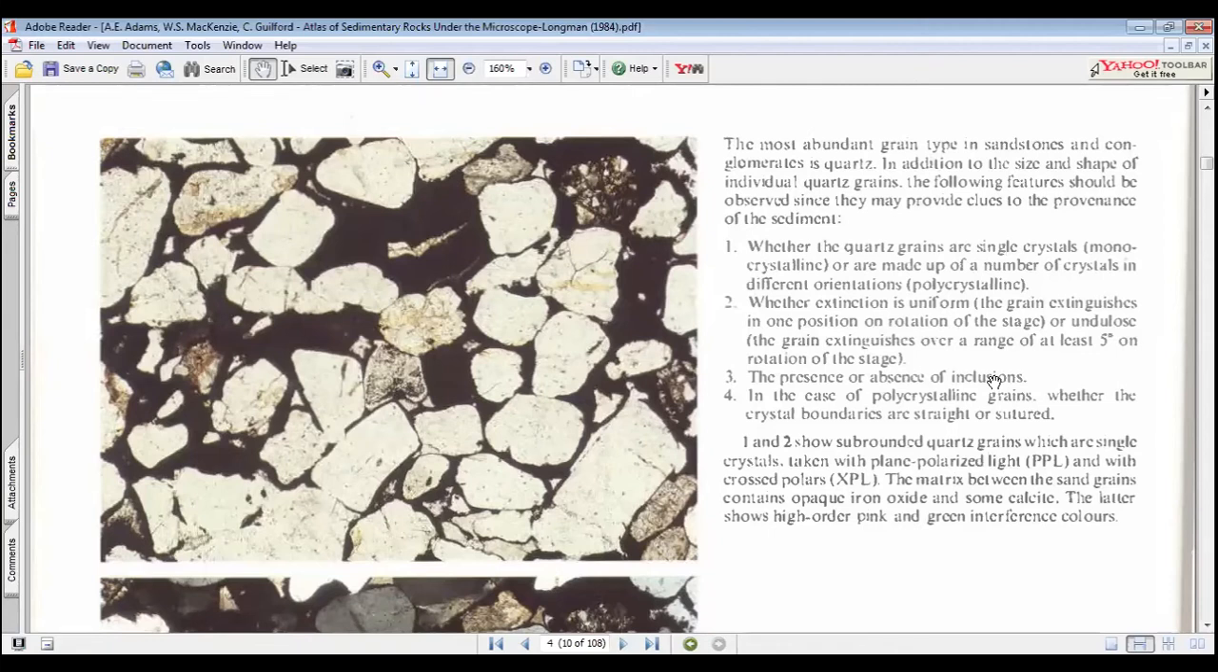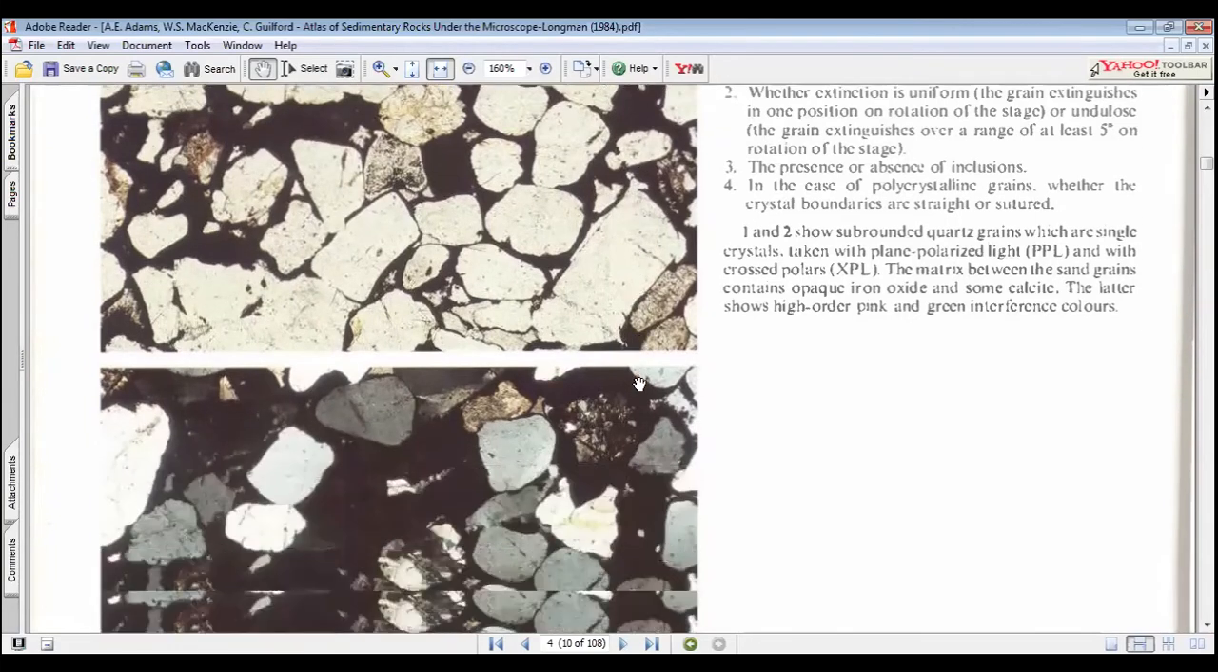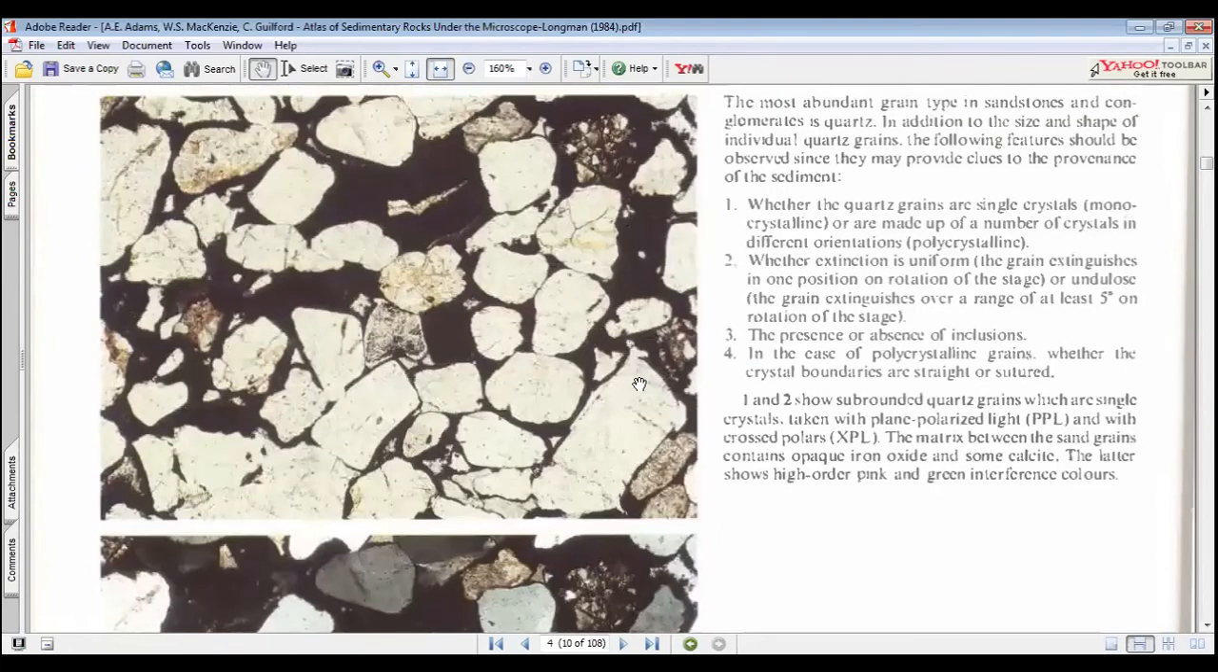Another example is for polycrystalline grains, the cases where we have more than one crystal. We need to say whether the boundaries between the crystals are straight or sutured. That will provide you information about the provenance or the source of these rocks. Why are we going to study the petrography of sandstones or limestones? Because they will ultimately guide you to understand the depositional environment and the place where these rocks were found.